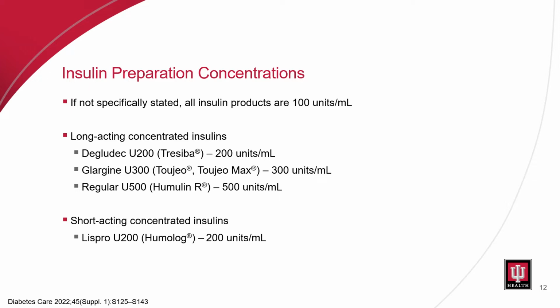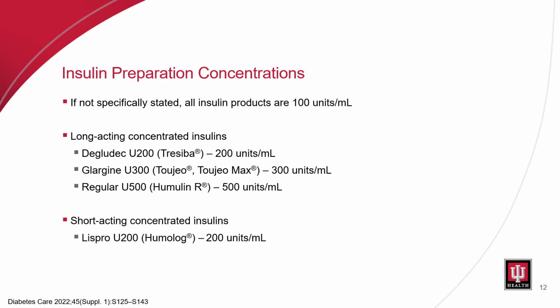500 units per milliliter. Now, I just told you on the previous slide that regular insulin is a short-acting insulin. However, when you give it in this concentrated formulation, it does have a delayed onset and longer duration of action. So the characteristics are a lot more like our NPH intermediate-acting insulin than rapid-acting insulin. So that's why in the concentrated formulation, we do consider it a long-acting insulin product.